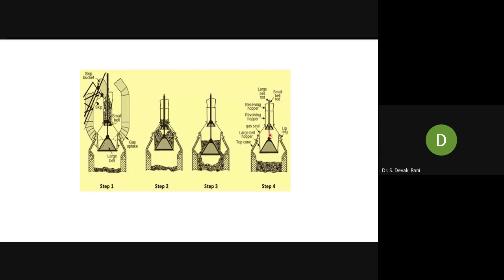Frequently, they have to raise the bell, lower the bell. The small bell is raised, the small bell is lowered, the big bell is raised, the big bell is lowered like that. So there will be a lot of wear and tear of the bells. That's why nowadays they are going for a bell-less system of charging. And while lowering and raising, the gases may go this way. So they are unable to create a high top pressure.